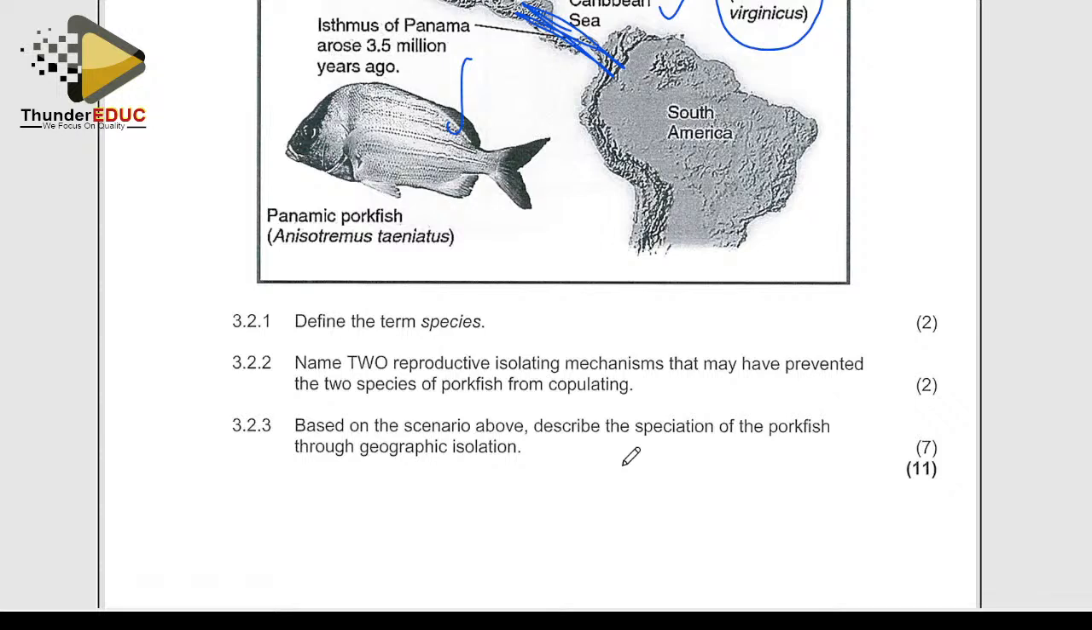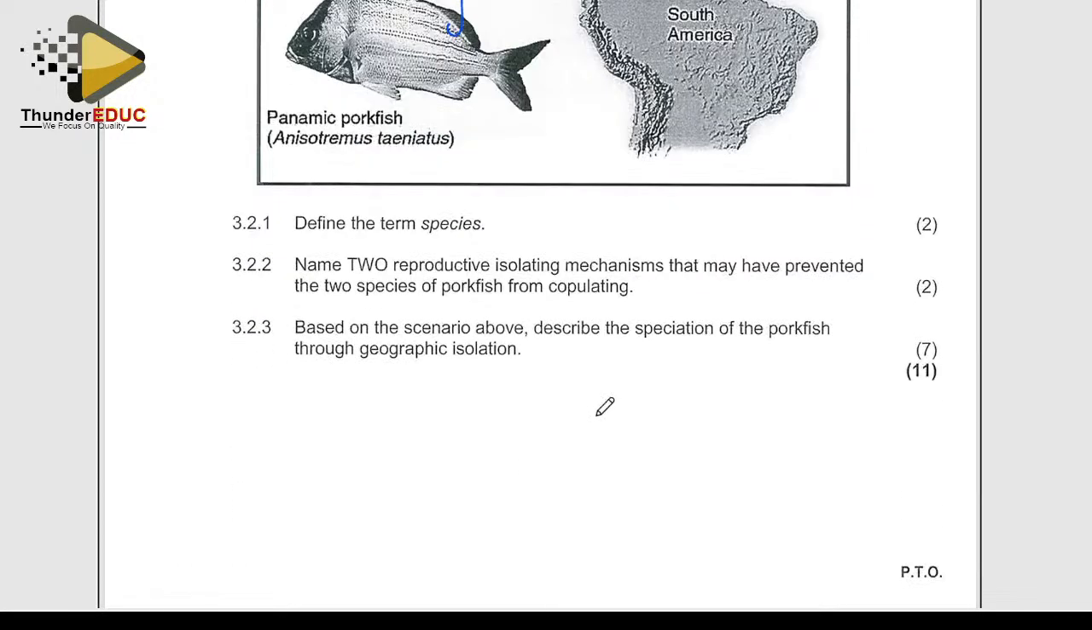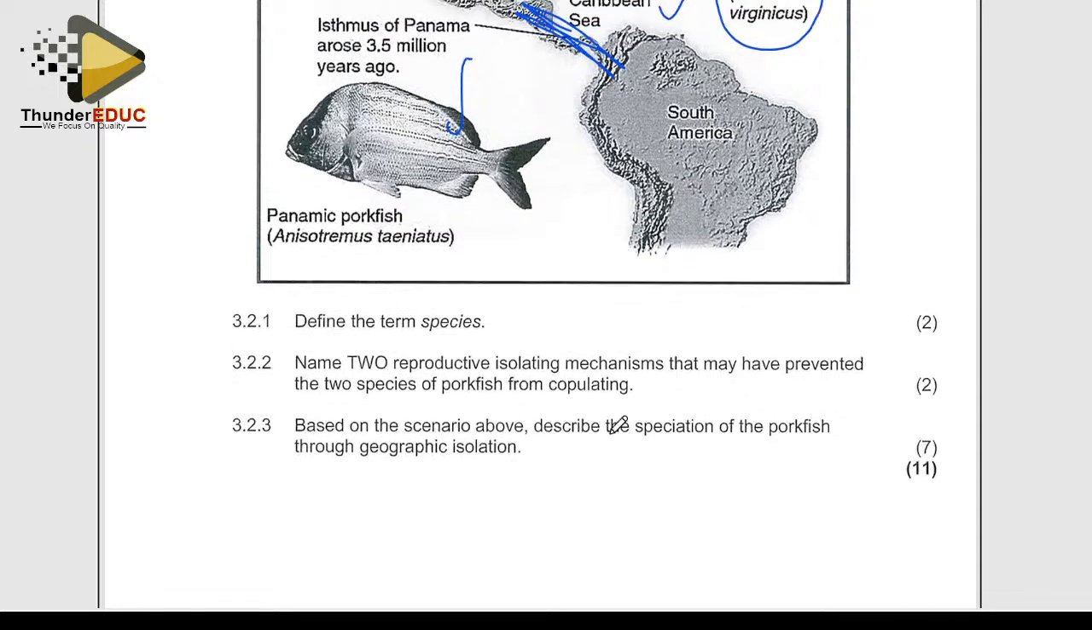Based on the scenario above, describe speciation of porkfish through geographical isolation. Now, how am I supposed to explain this? Today they put 7 marks. They usually put 6 marks. As I said, it's a mistake to go to the paper without knowing this. Okay, let's finalize it.